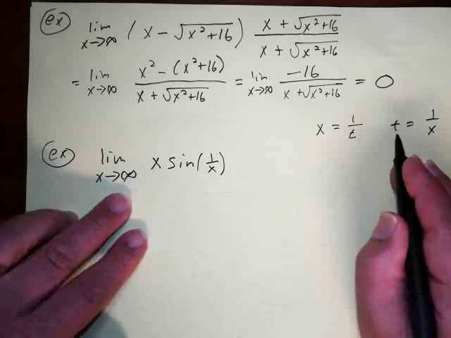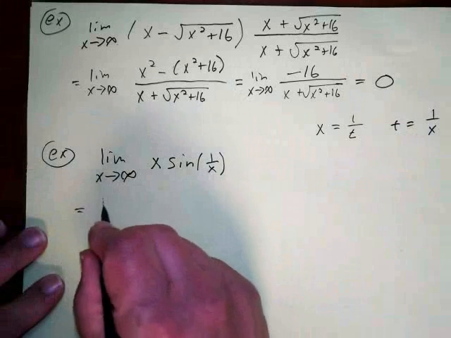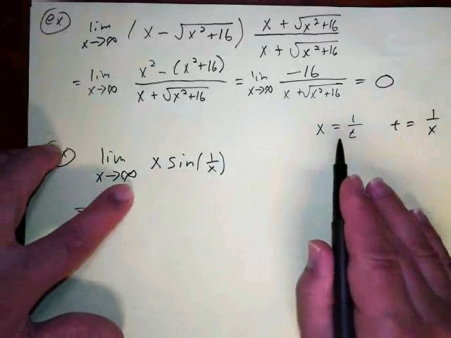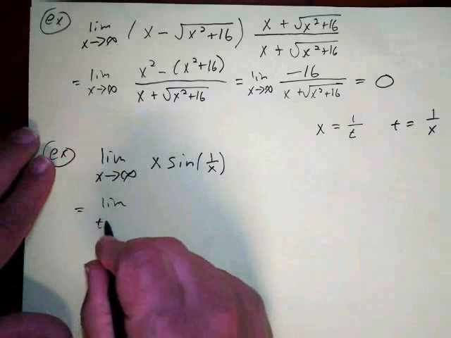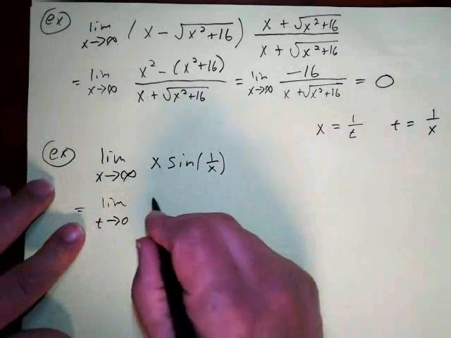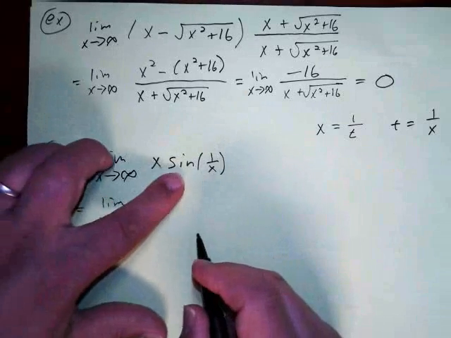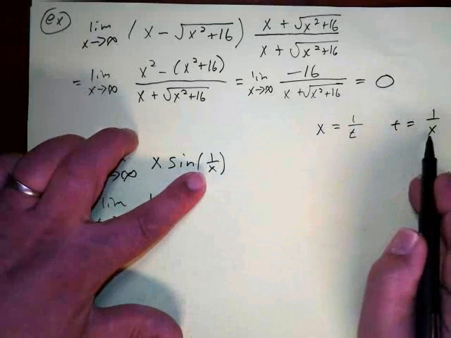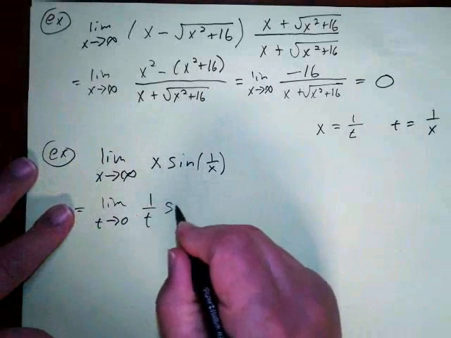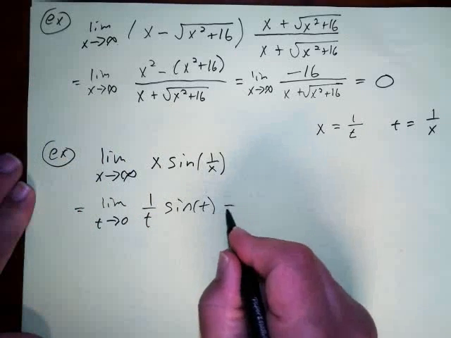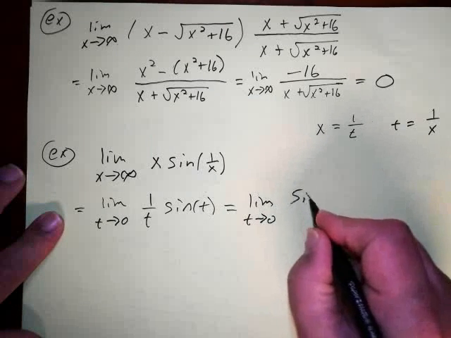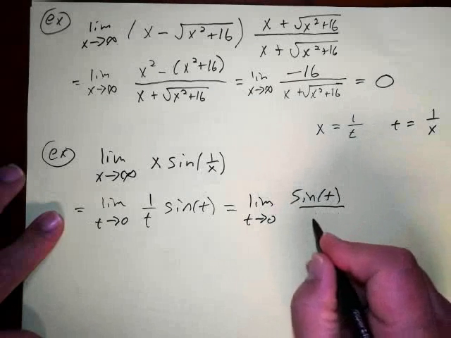It goes to 0, right? So what I can do is change my limit to t, but I have to change this. As x goes to infinity, t goes to 0. And then the x here is equal to 1 over t. So I make that 1 over t. Then the sine of 1 over x here will be the sine of t, right? And so this is actually the limit as t goes to 0 of sine of t over t.